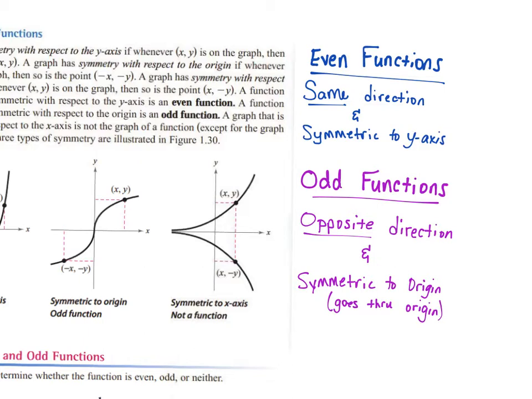Graphically, if a function is even, think about even: 2, 4, 6, 8. We like even. I like even numbers. For even functions, the arrows of the graph go in the same direction, and it's symmetric to the y-axis, meaning you can fold it over the y. If a function is odd, the arrows go in opposite directions. Think about that, odd, opposite. And it's symmetric to the origin, meaning the graph actually goes through the origin. It has to do both of those things.